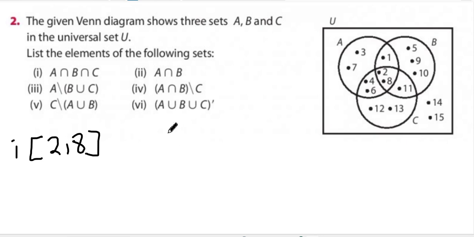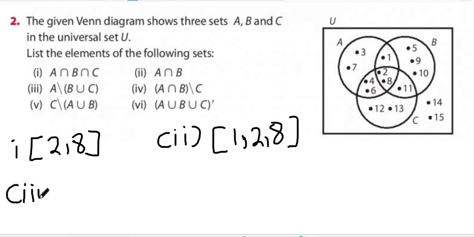Okay. Question 2. A intersection B. In the middle of A and B. 1, 2, and 8. Because you have to be in between both of them. So 1, 2, and 8.